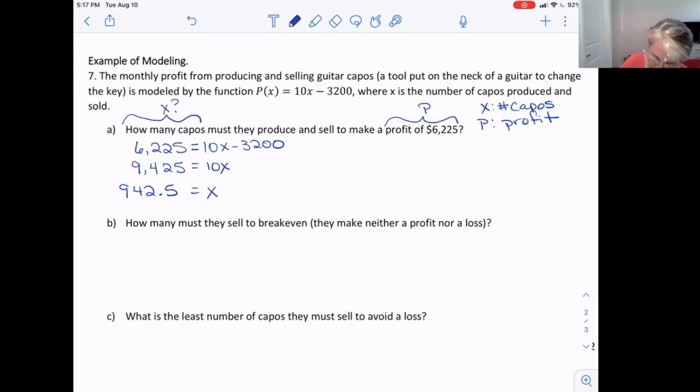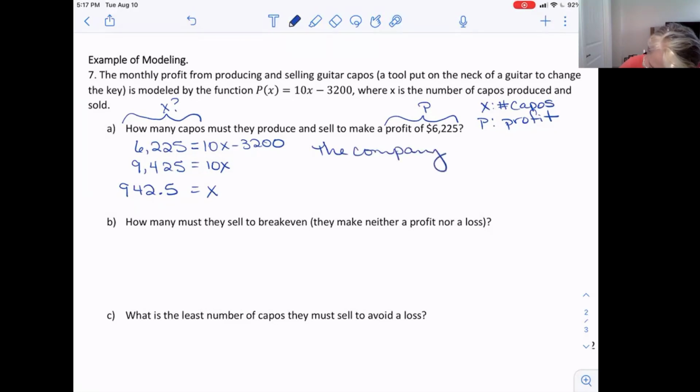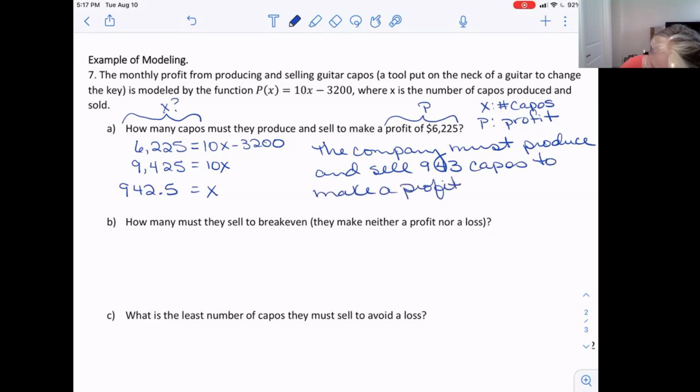Believe me, your boss would rather you make more money than less money. So if that's your goal, you have to sell one more capo. So that means the company must produce and sell 943 capos to make a profit of $6,225. Always double check in your homework. Technically you need to round up, but if for some reason they're accepting the 942.5, plug it in there. But just for future reference, if you are in business, round up.